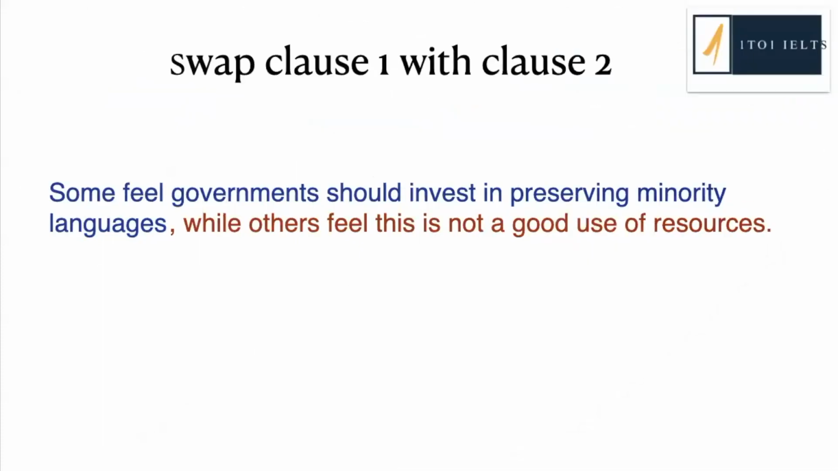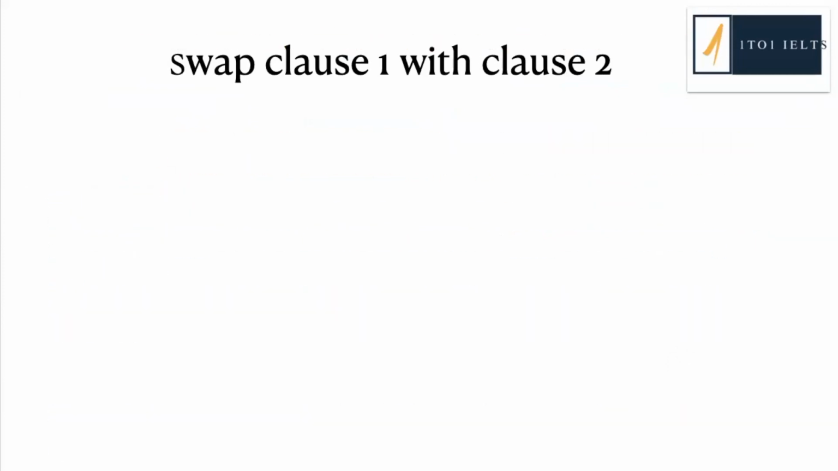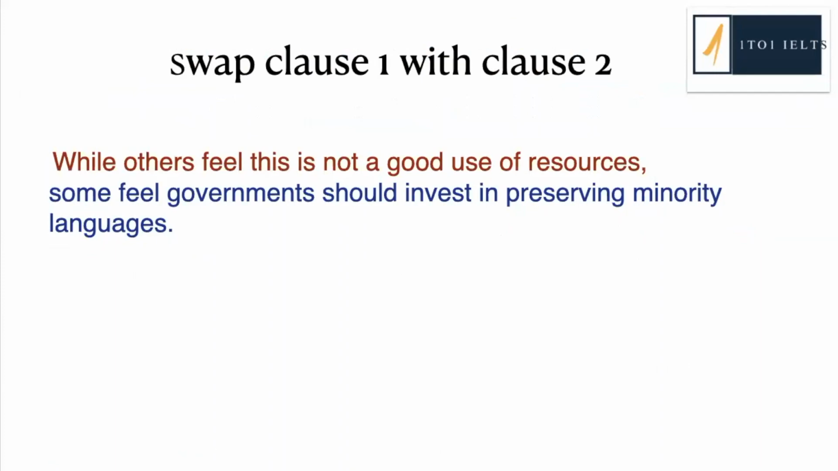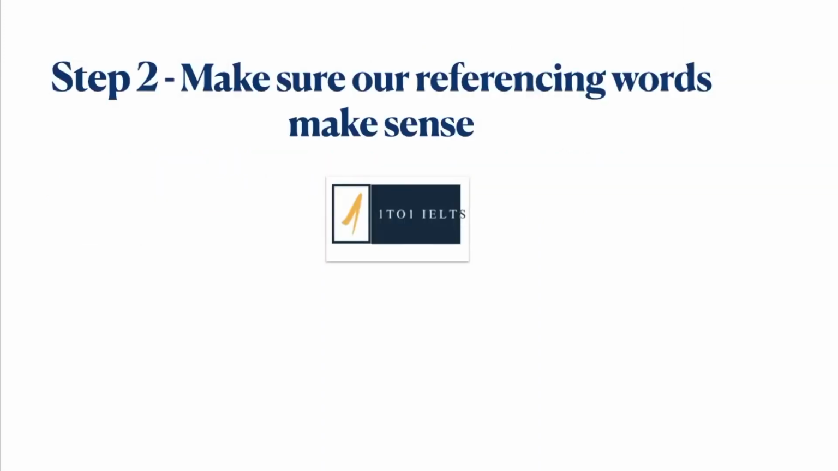We can see clause 1 here in the blue letters, and clause 2 is in the red letters. We can hit the magic button, and now you see we have clause 2 in red at the top and clause 1 in the blue at the bottom. So we have swapped our clauses. Okay, so we've swapped everything over. Now we're going to move on to step number 2, and we're going to make sure that our referencing words actually make sense.